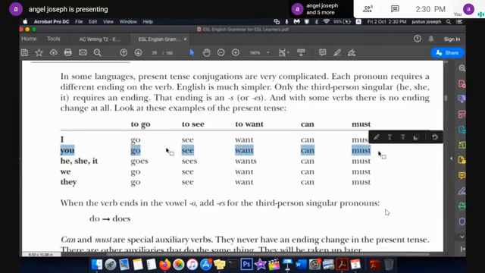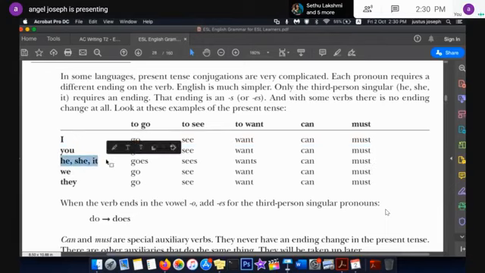You should go to the movie. You can see him today. You want a chocolate. You can work late. You must not be here. Things like that. Now look at the third person. So I hope all of us understand. I, first person. You, second person. He, she, it. Third person singular.